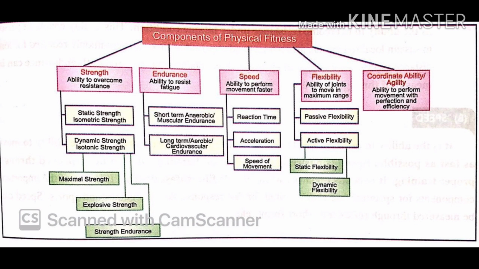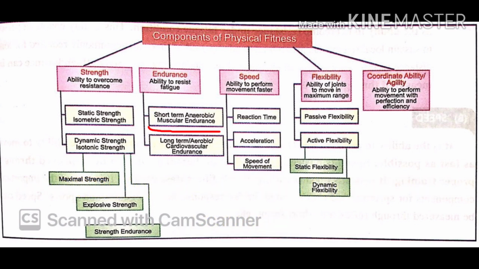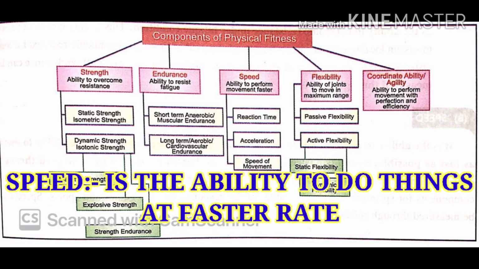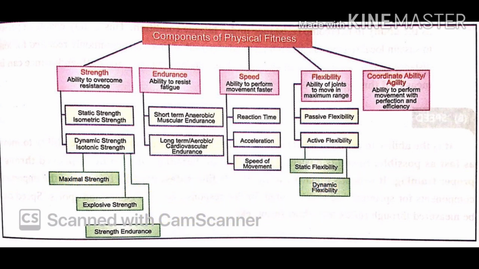Okay, now we come to endurance. Endurance is defined as the ability to resist fatigue. It is of 2 types: short-term anaerobic or muscular endurance, and the second is long-term aerobic or cardiovascular endurance. Then we come to speed. Speed is the ability to perform movement at a faster rate. It is categorized into 3 categories: first is reaction time, second is acceleration, and third is speed of movement.